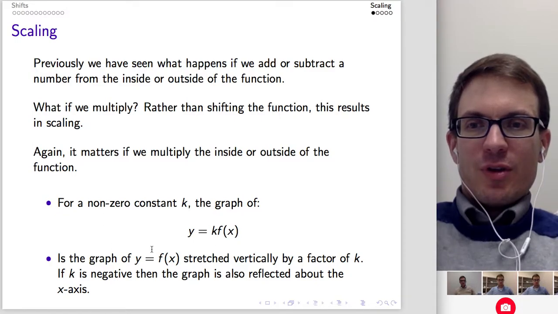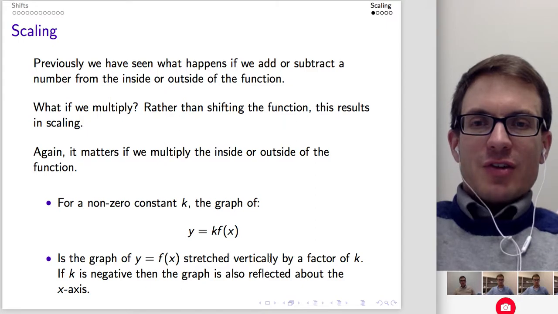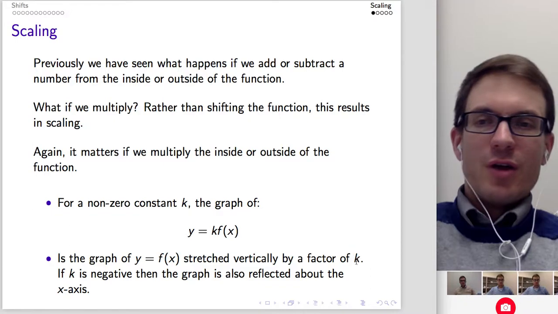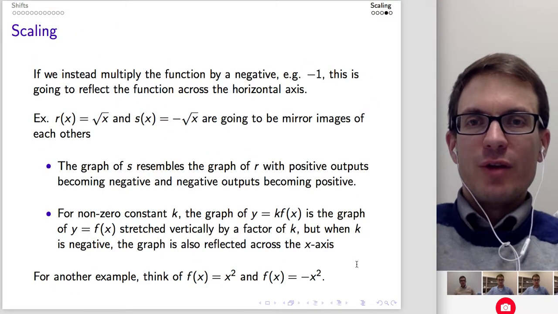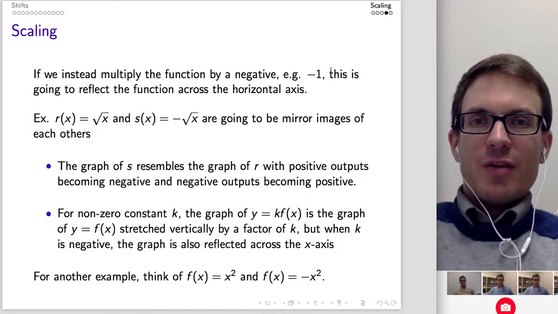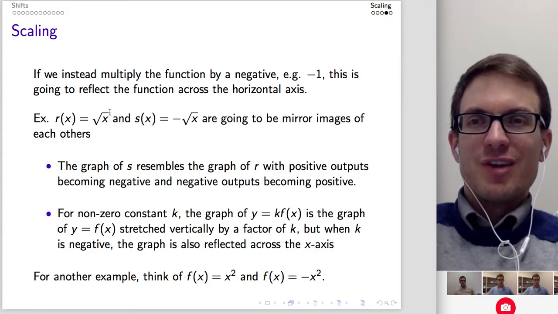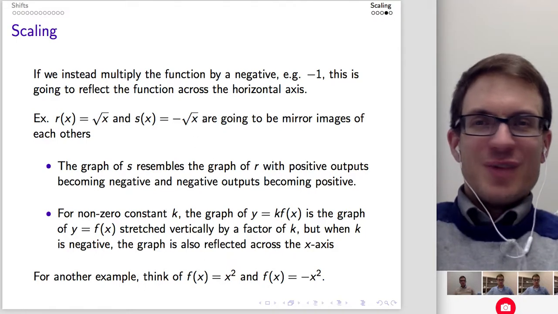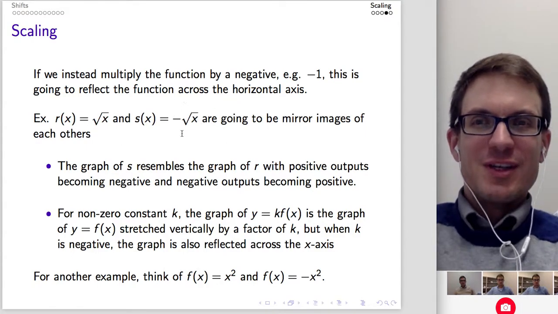Let's see. The graph of y equals k times f of x is f of x stretched vertically by a factor of k. It's going to get steeper if k is bigger than 1. It's going to get flatter if k is smaller than 1. Okay, and what if k is negative? Well, if instead we multiply by negative 1, this is going to reflect the function across the horizontal axis. So let's take the square root of x and minus the square root of x. Right? We can't take the square root of a negative number, but we can take the negative of a square root. So this is perfectly legal.